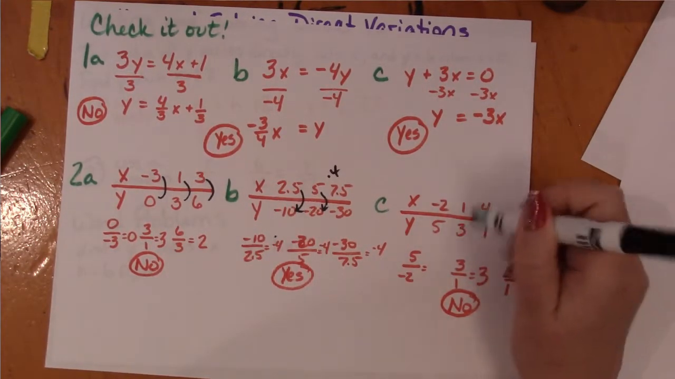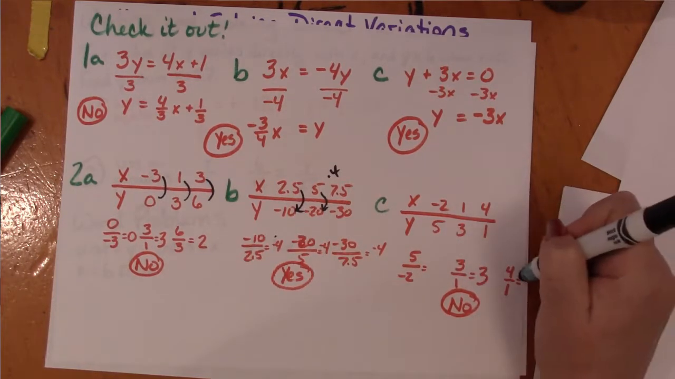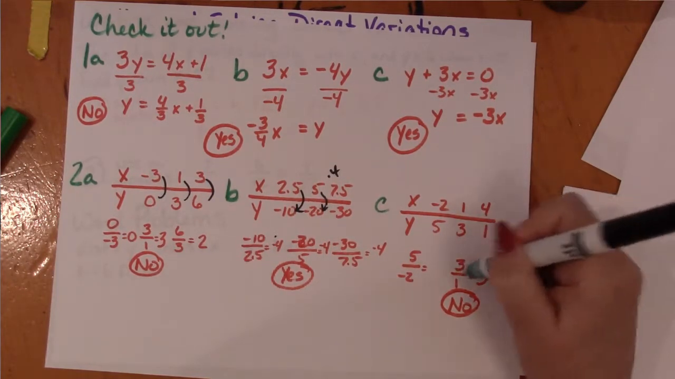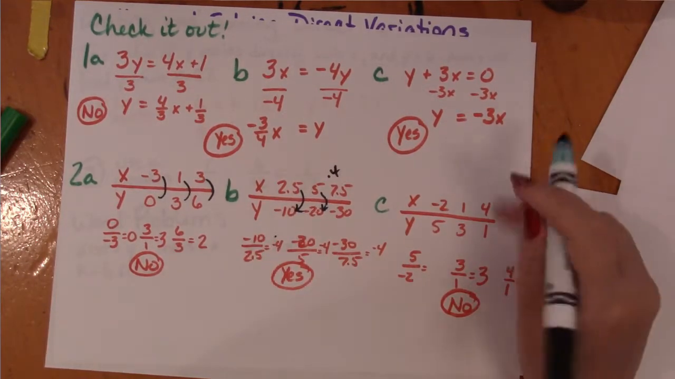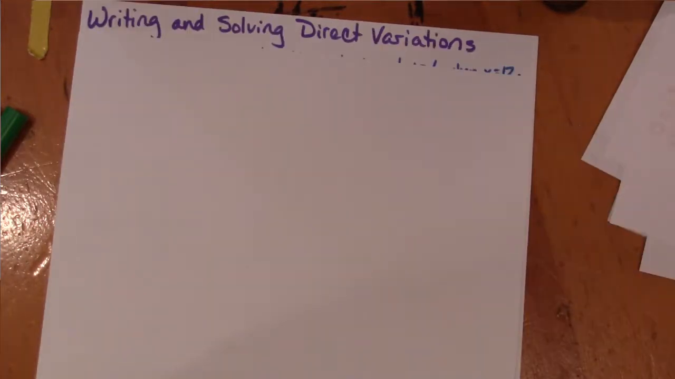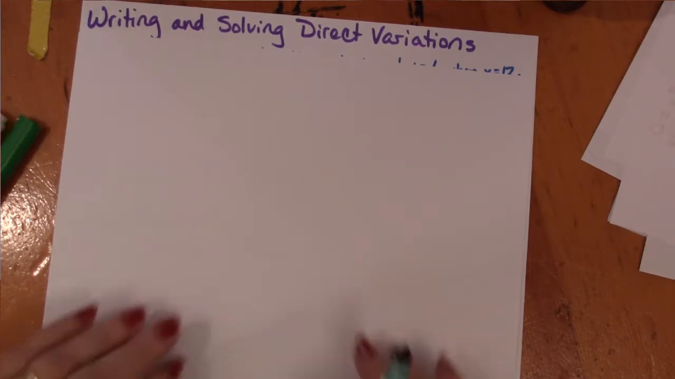With C, the ratios are not the same, and here I couldn't find a good way to get from this one to that one, but I did easily get these two, and I see that these two don't work. I don't have to worry about that one. I already know it doesn't work. The next thing it asks us to do is write and solve direct variations.